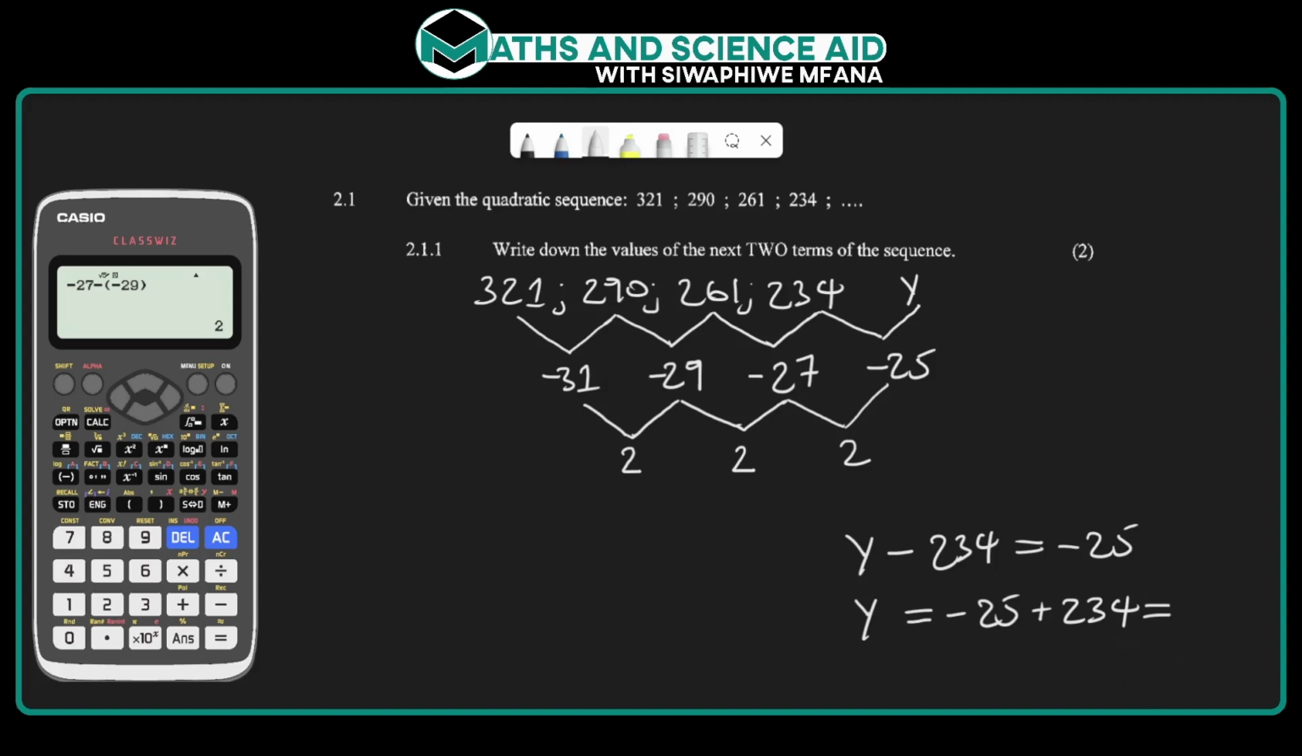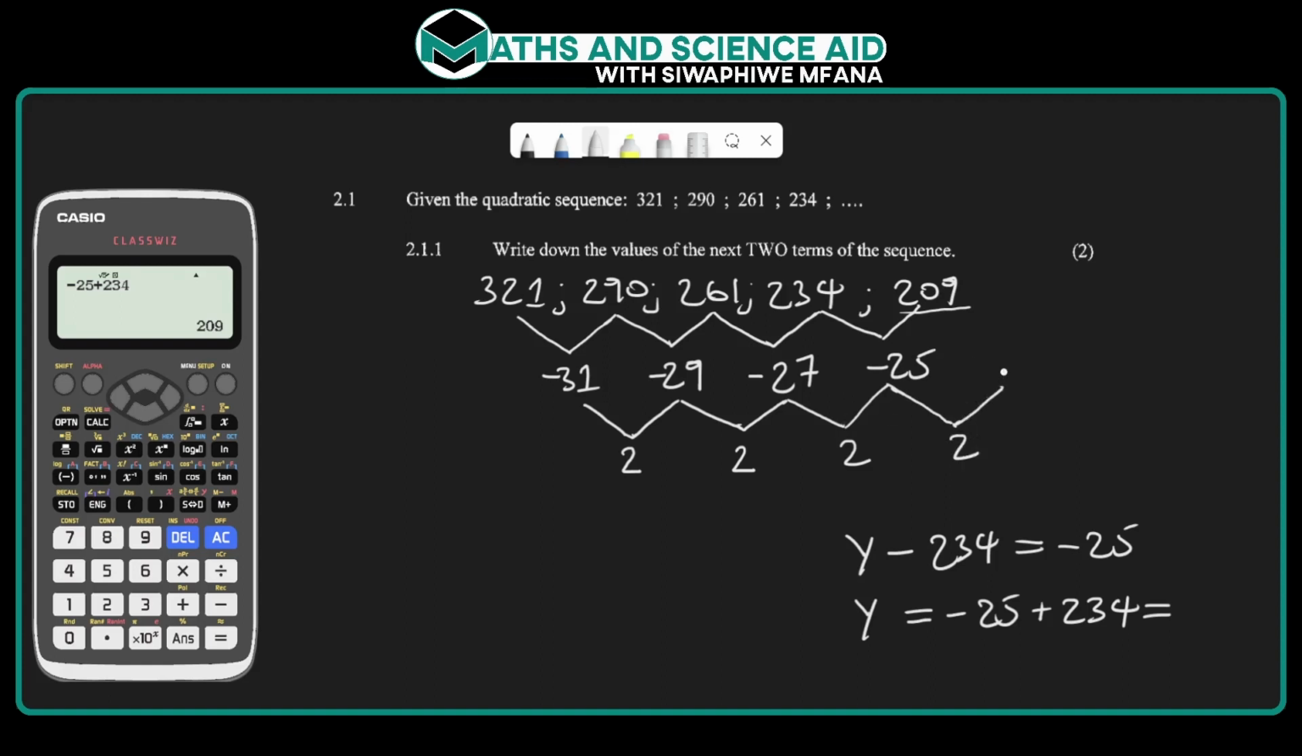And if we use our calculator, we can see that negative 25 plus 234 is equal to 209. So the y value there must be 209. 209 is the next term in our sequence. So we can apply now the exact same thing in order for us to find the second next term of our sequence.